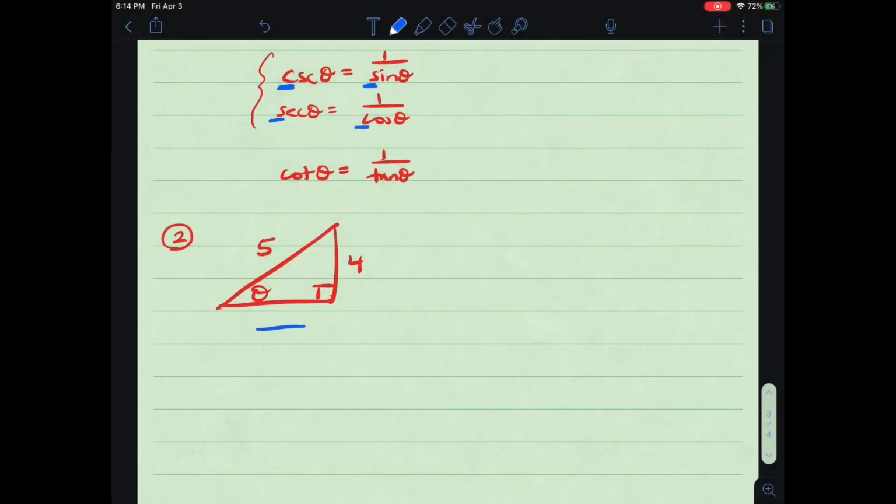So the first thing we're going to do is we're going to find this missing side. I'm going to call this A. This is going to be B. And make sure C is always your hypotenuse. So using the Pythagorean theorem, right? A squared plus B squared equals C squared. 4 squared is 16, 5 squared is 25. Subtract both sides by 16, and when we square root, we get 3. So I know this is 3.